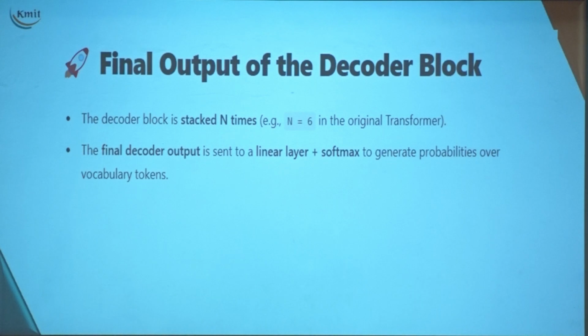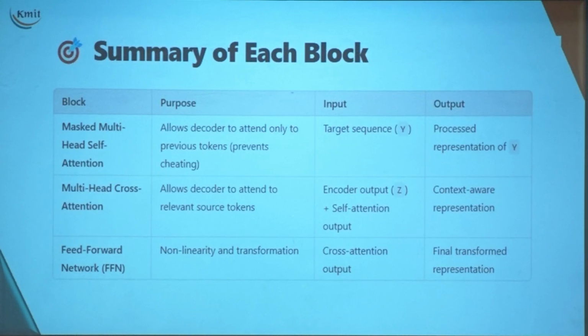So what is that N here? N is equal to 6 in the classic or original transformer. After that, the final decoder output is given to what? A linear layer plus softmax to generate probabilities of the tokens in the output. Okay.